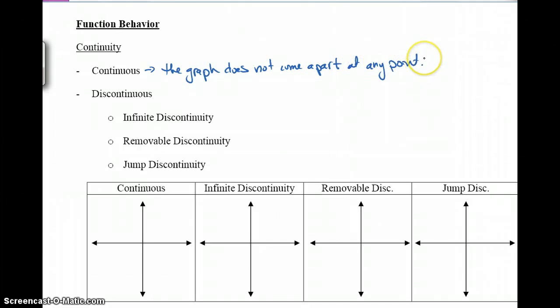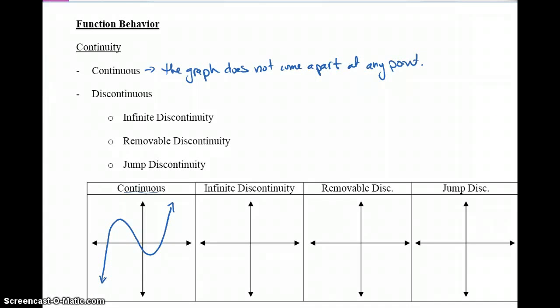Or if you were to draw the graph, so if we look down here at the continuous graph, if you were to draw the graph, you could draw the graph without ever picking up your pen. You can draw the entire graph without having to pick up your pen.